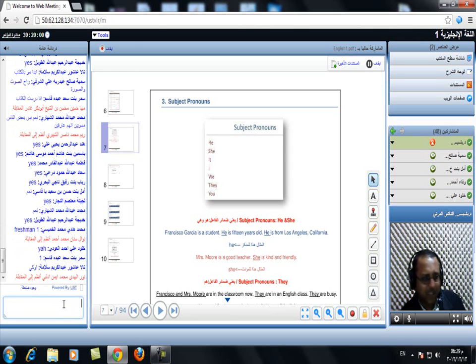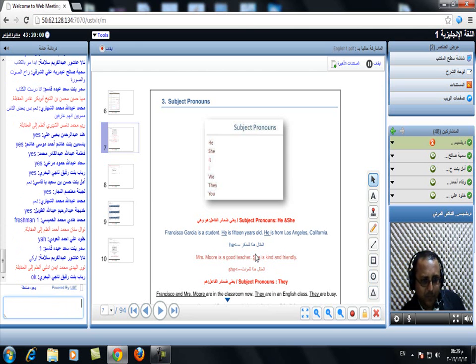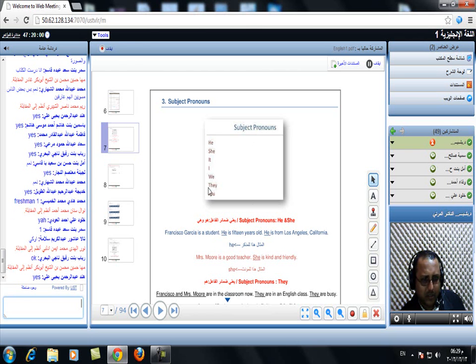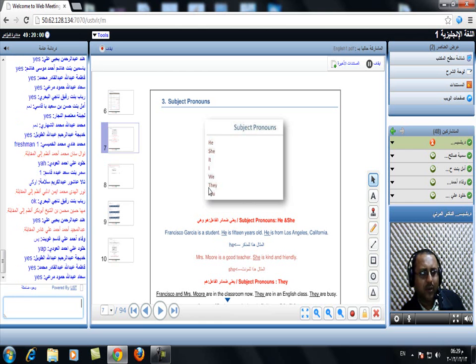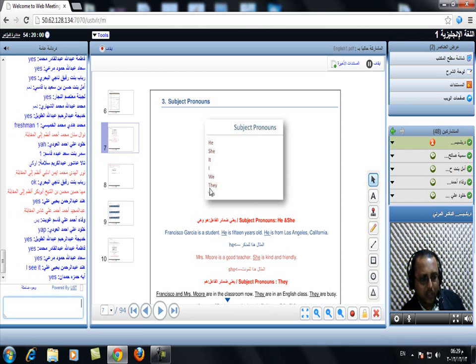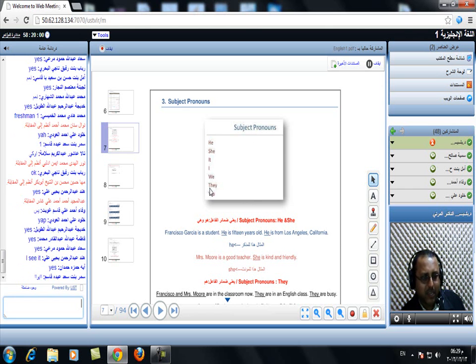Can you see the PDF? The PDF on the page. Can you see it? Okay, so let's take this just as a revision, to revise the most important points here in English, and then inshallah from next week we'll begin with the book.